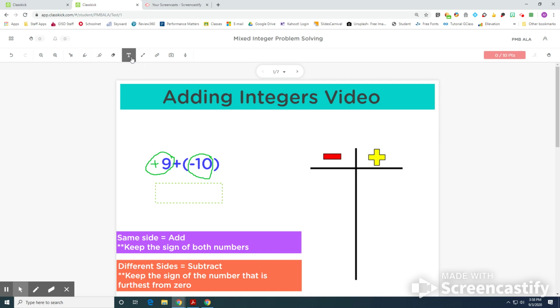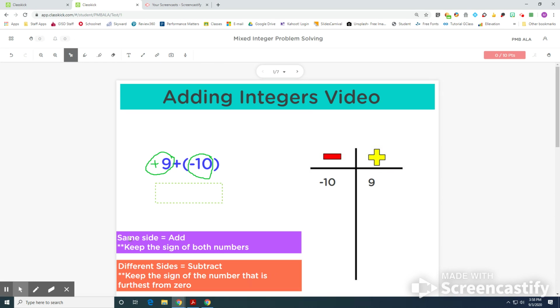So that's what I'm going to do next. I'm going to use the text box tool for this. You could also use the pen tool, but I just want my work to be a little bit neater, so I'm going to do it this way. So negative 10, and I'm going to draw another text box for the positive 9. All right. Now, the next step after we put the numbers into the t-chart is to follow these rules.